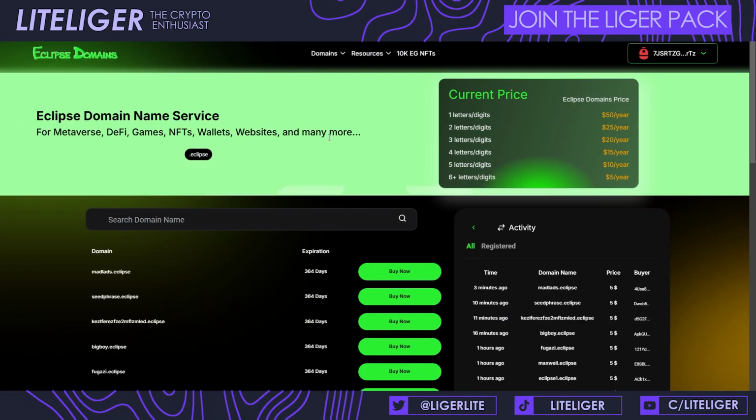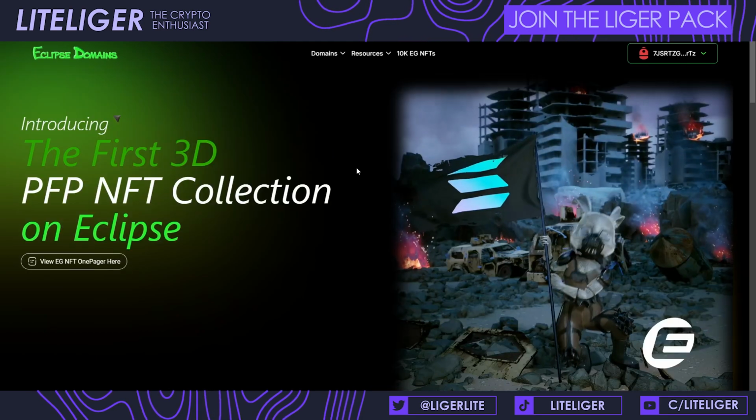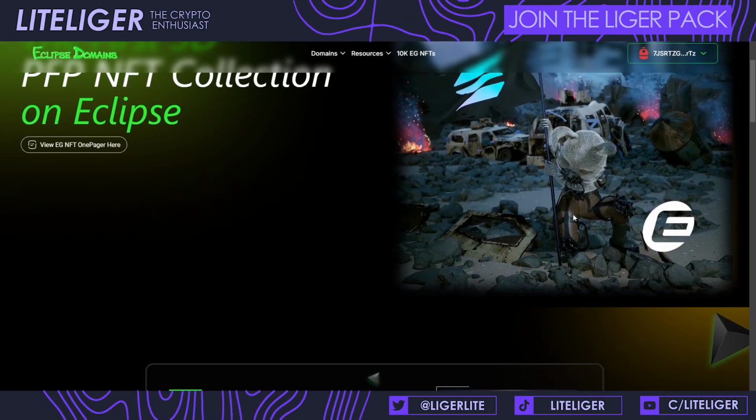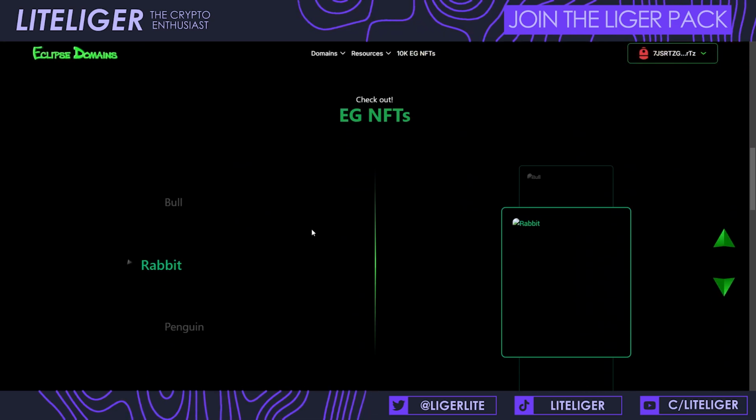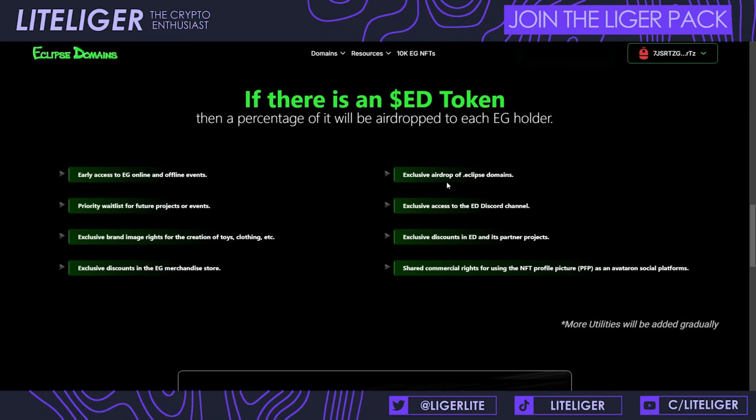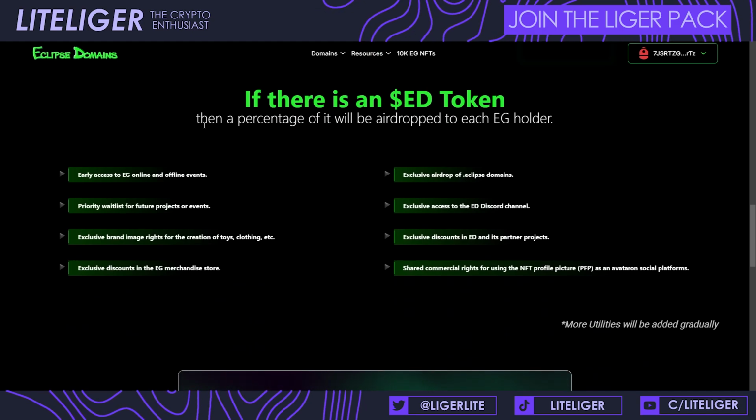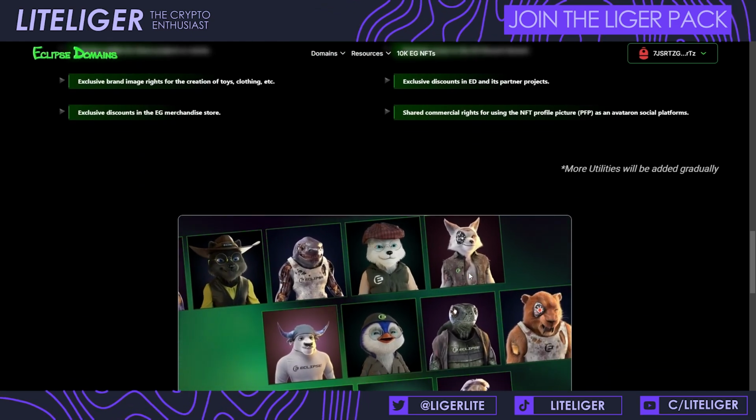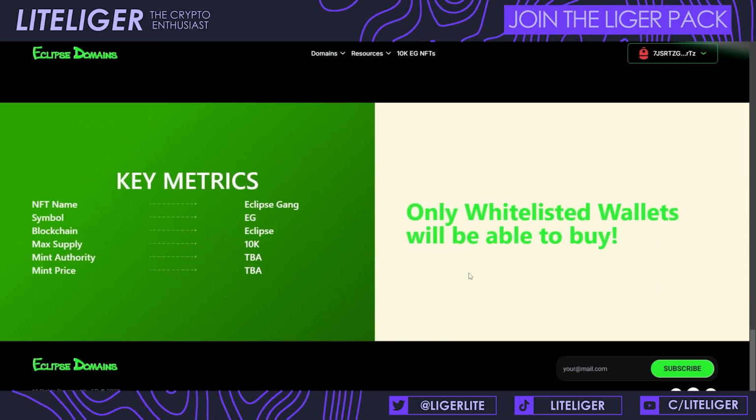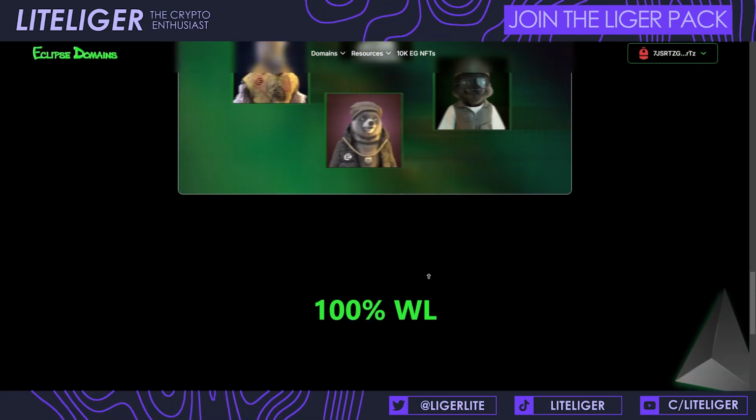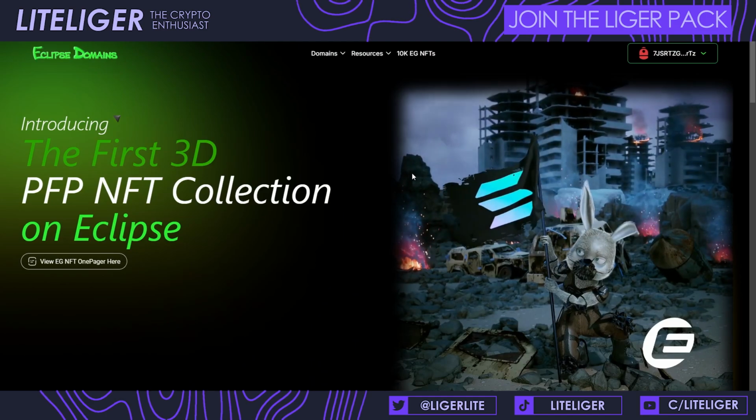Another domain platform, we have Eclipse Domains. They are going to be having an NFT collection and a token. And by holding the NFT, I think you're going to be getting the token as well. So there is some interest in this. I don't think this is going to print very hard, but hey, we want to gather some transactions on the chain. I guess you could play around with this one.